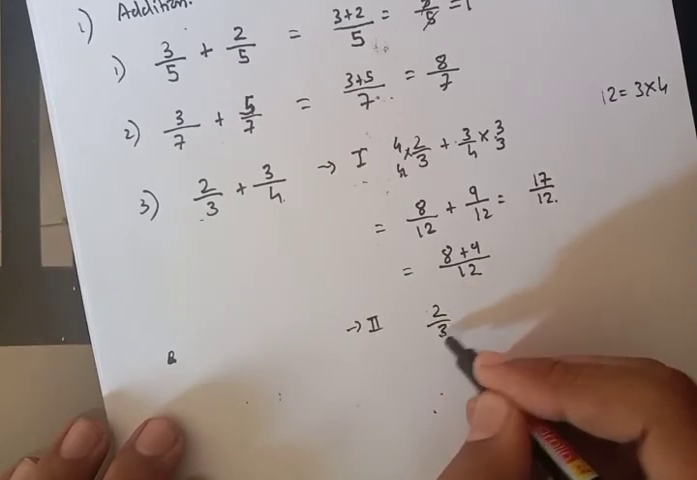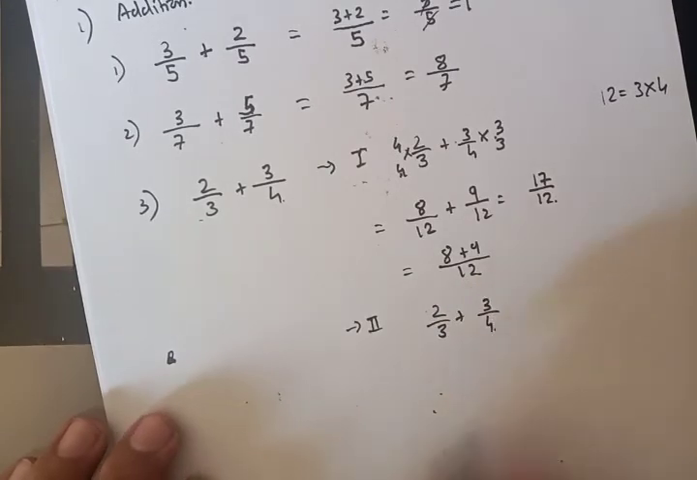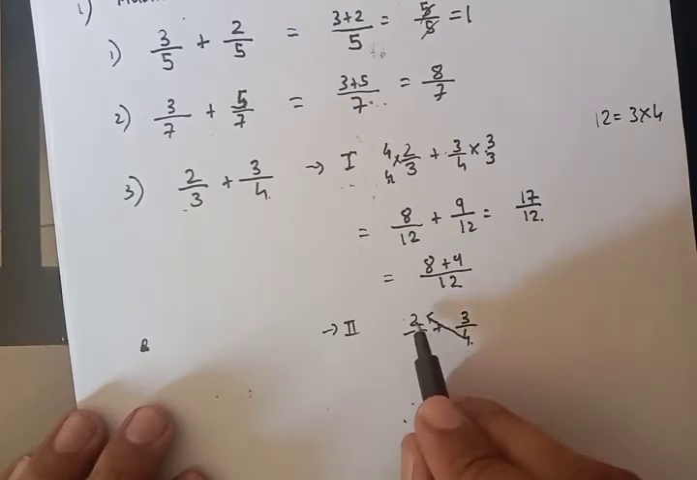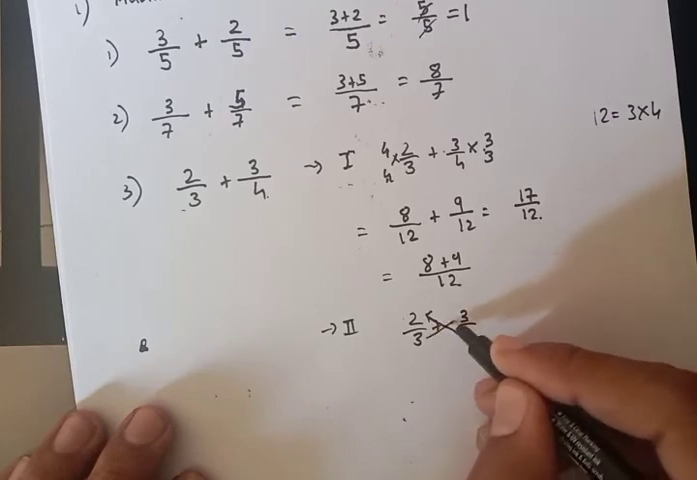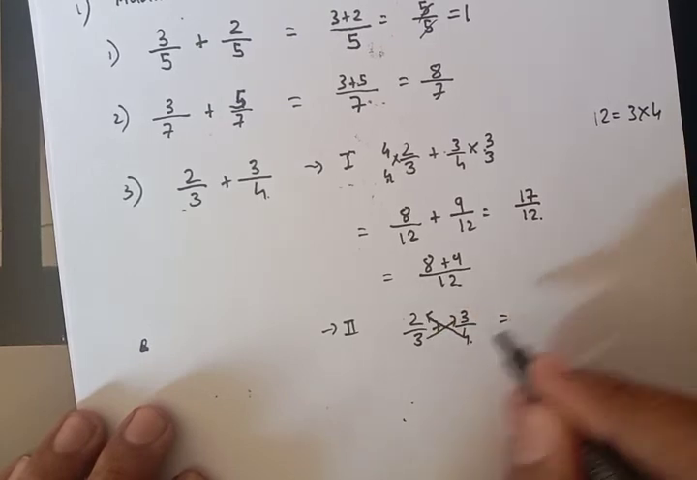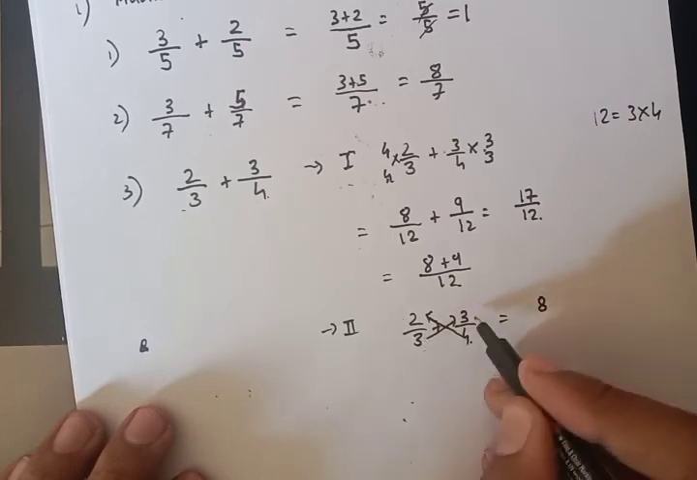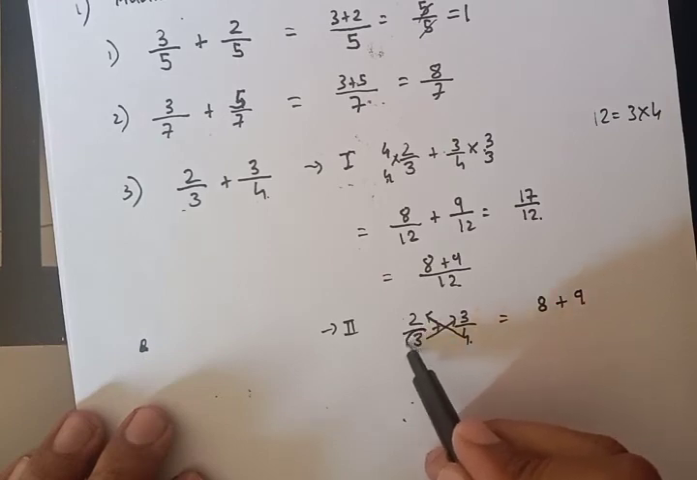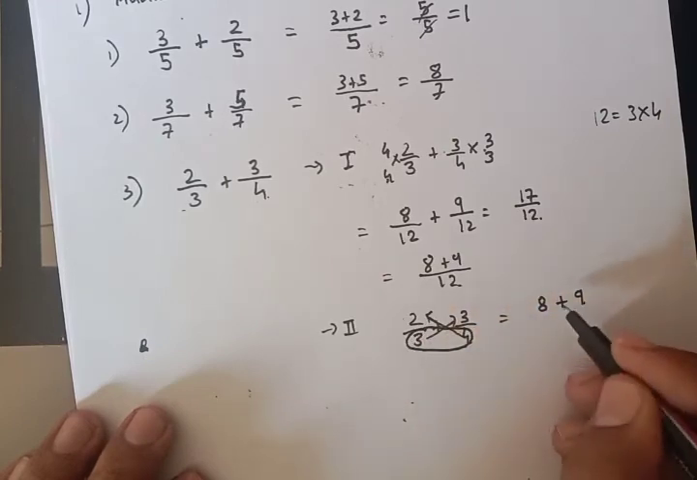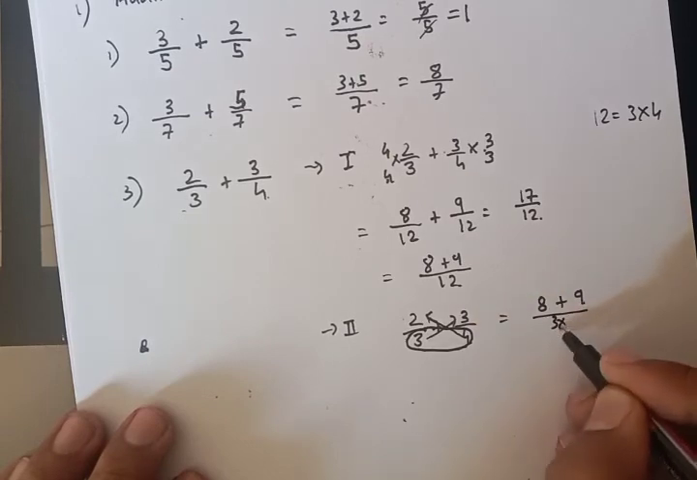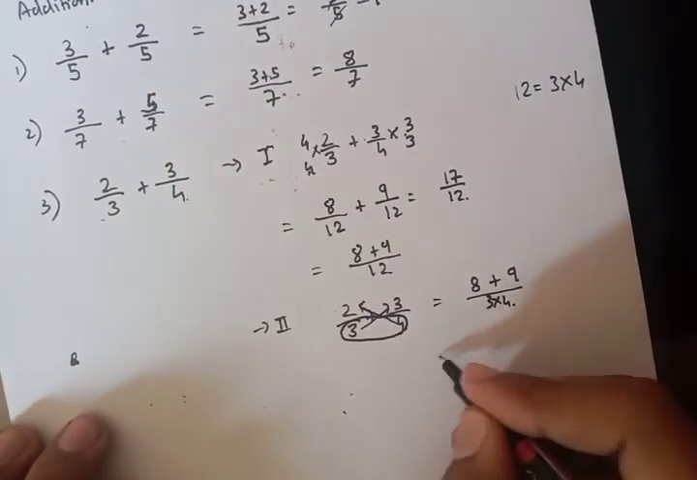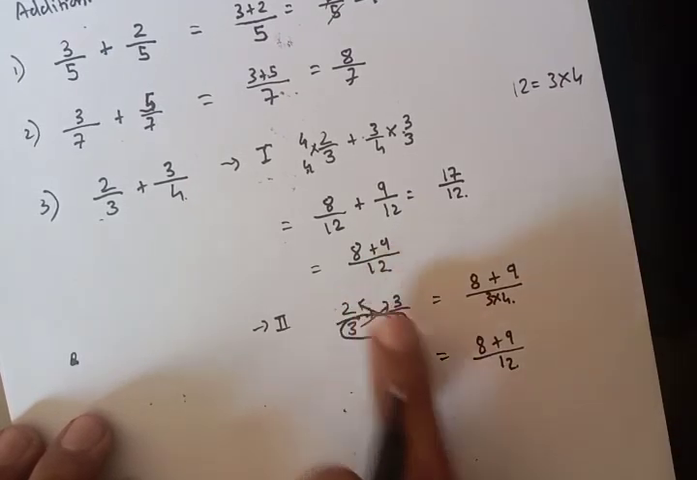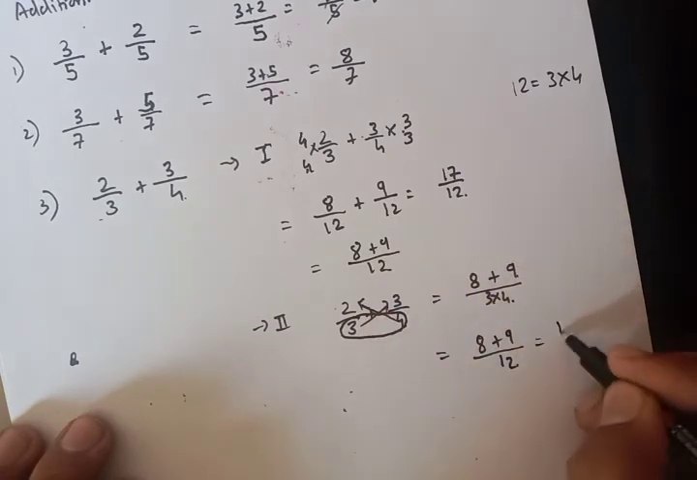In another method, we used to do the cross multiply. How can we do cross multiply? 4 should be multiplied with 2, 3 should be multiplied with 3. So 4 2s are 8, 3 3s are 9, and both the denominators should be multiplied. Okay, so the number becomes 8 plus 9 upon 12. So if you see that both the methods give the same result, the answer is 17 upon 12.